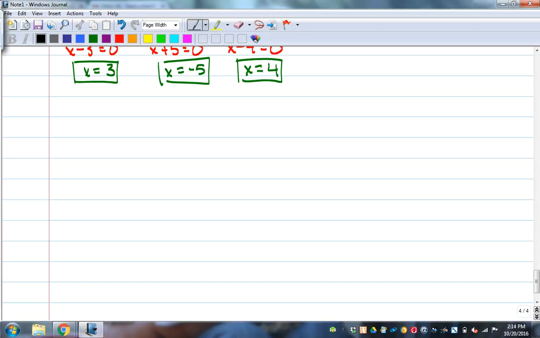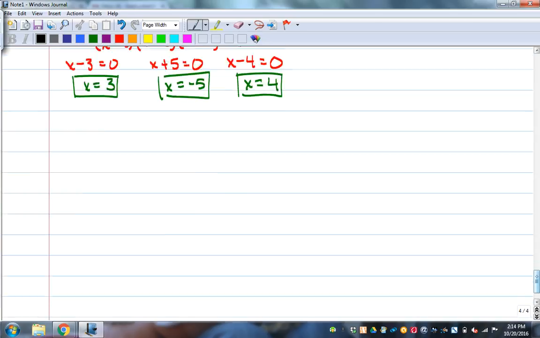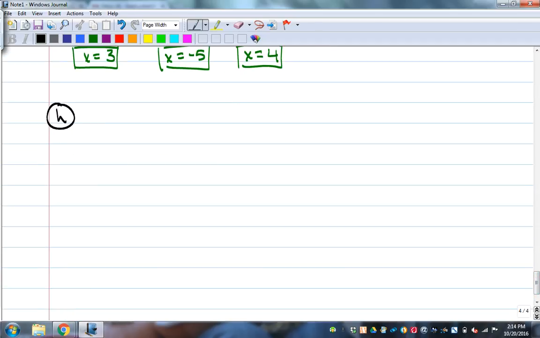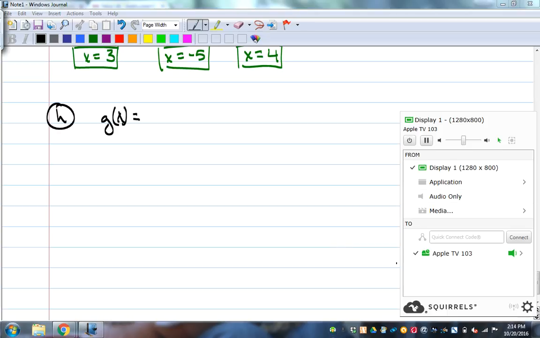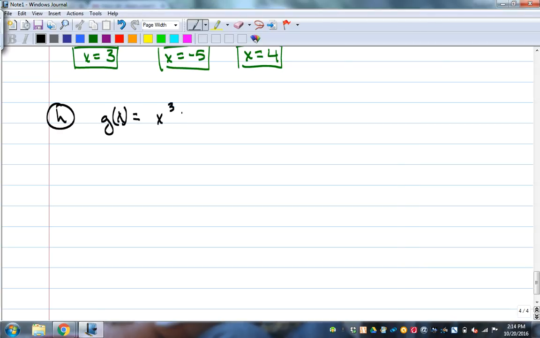All right, let's look at one more of those at least. Let's say we got g of x is equal to x to the third power plus 8x squared plus 5x minus 14. And they tell us that f of negative 2 is equal to 0. Or not f, but g in this case. I gotta change my letter.